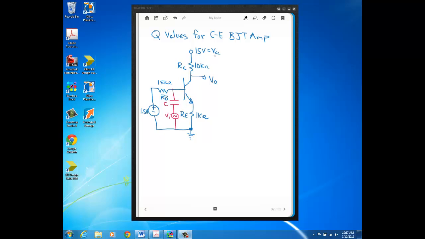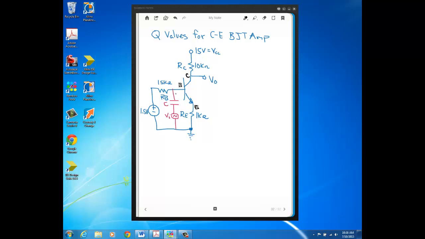Here's one of our sources, VCC. Here's our source on the base side, which is 1.5 volts. And you can see now that this is a practical circuit because we do have resistors connected to the BJT. Here's RC connected to the collector, 15K is RB connected to the base, and 1K RE is connected to the emitter. Alright, this is the emitter.